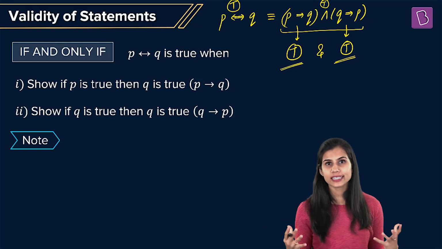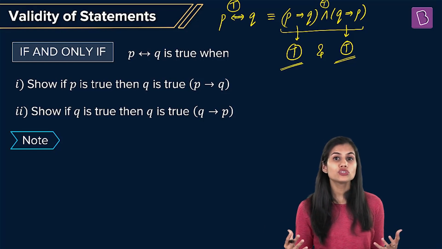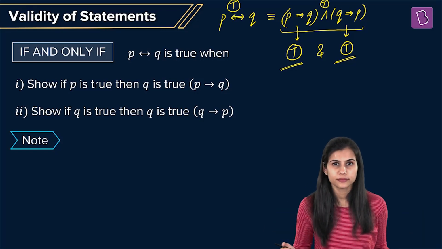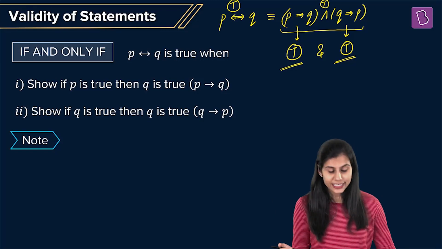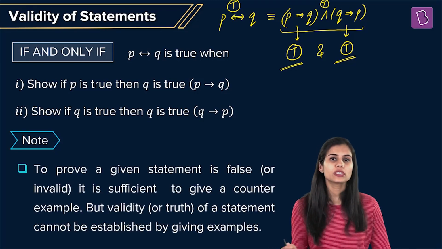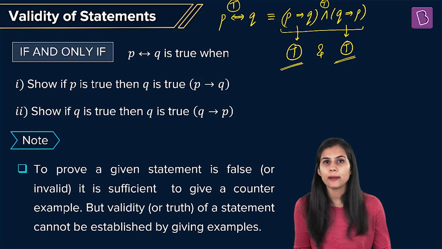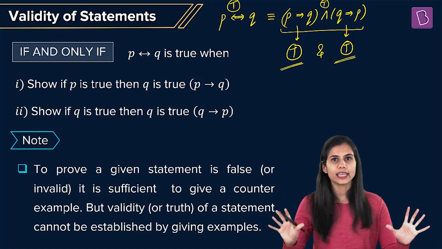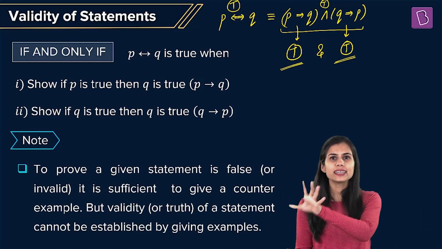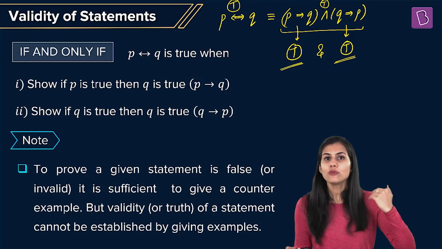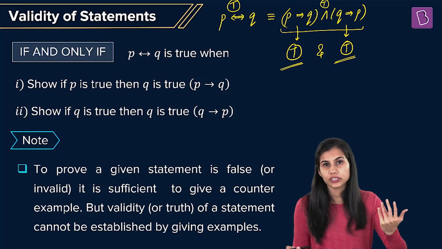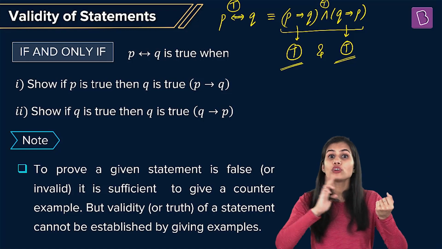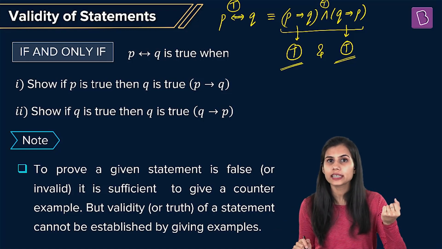But what if I have a statement which I want to show invalid? What do you do then? See, in that case, we use a very famous counter-example approach. Understand, I have a statement which is making a certain claim. I want to show that the statement given over here is invalid. That means I want to falsify the claim made by the statement.